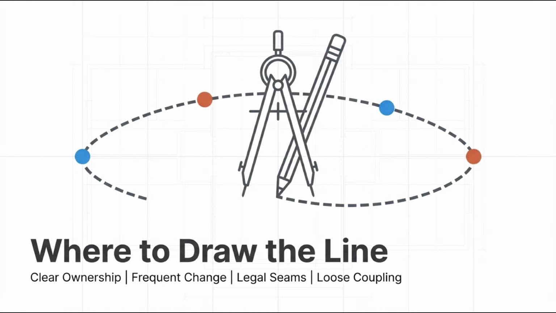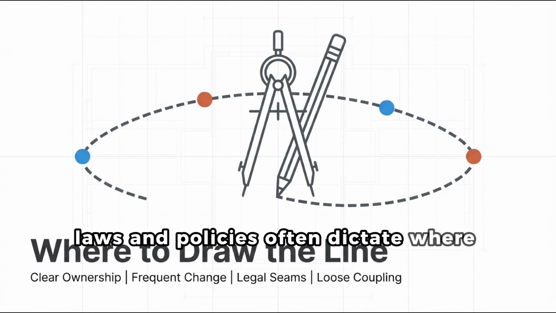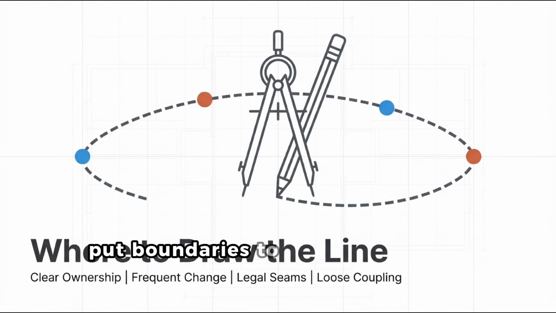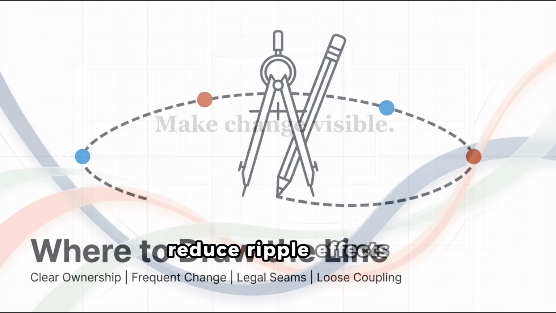Put boundaries at legal or privacy seams. Laws and policies often dictate where data must stop. Put boundaries to manage coupling. Favor loose coupling. Well-defined interfaces and translations reduce ripple effects.